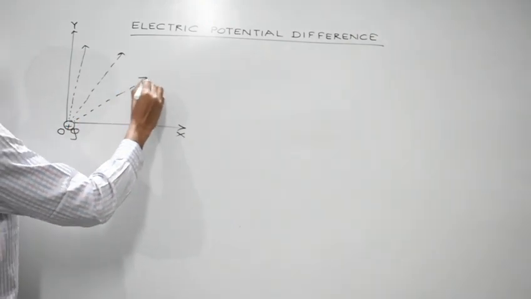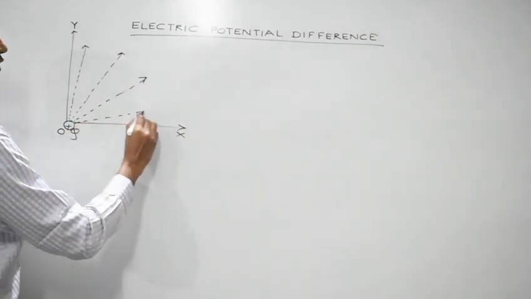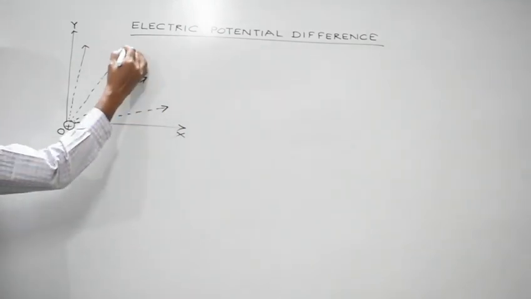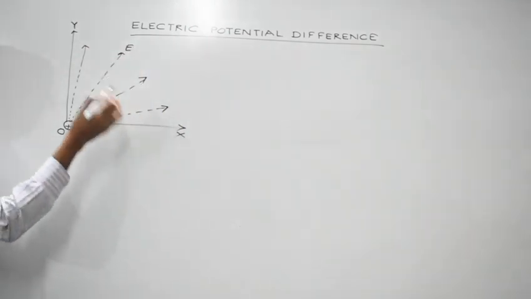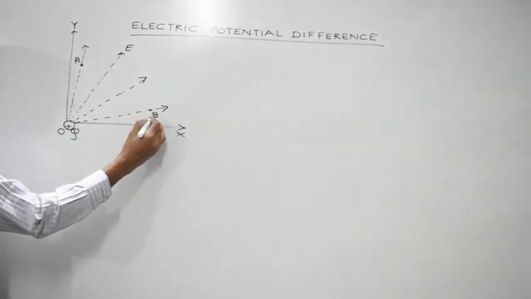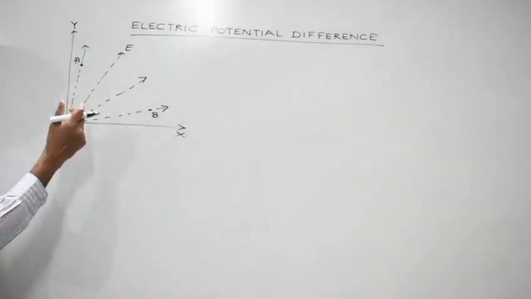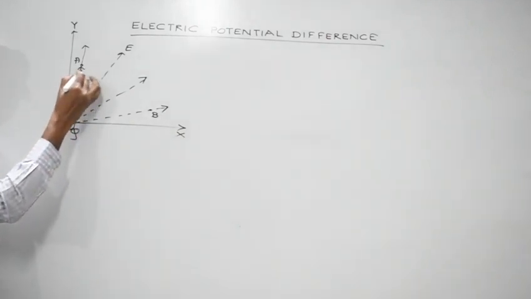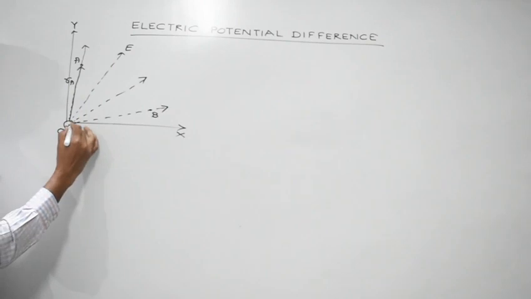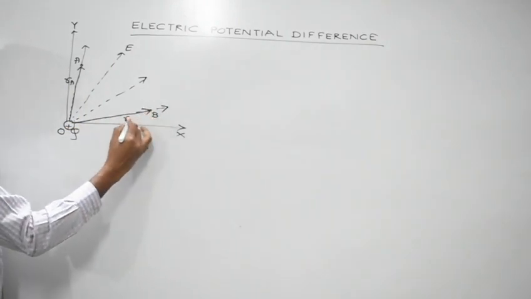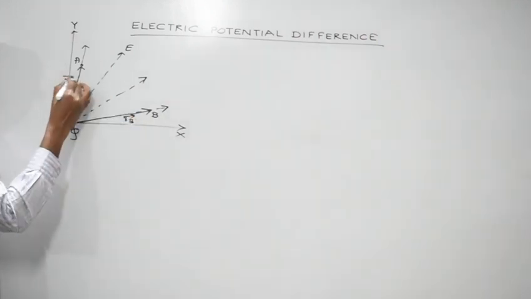Due to an isolated point source charge, the electric field is spherically symmetrical. This is the electric field. Let us consider any two points, point A and point B, to be under the influence of the electric field due to this source charge. Let the position vector of point A be RA, while the position vector of point B be RB. These are the position vectors.